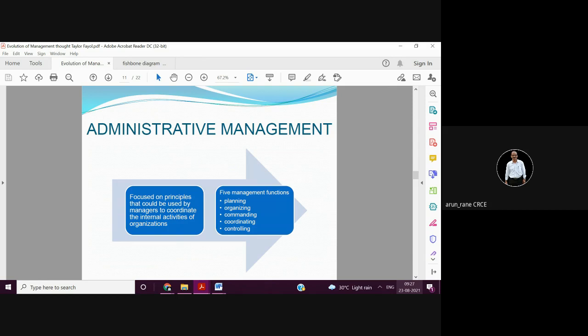Promotions, appreciation is always important. Administrative management is focused on principles that could be used by the managers to coordinate the internal activities of the organizations. And these are the 5 management functions. That is, they have to plan, organize, command, coordinate, and most important is control.